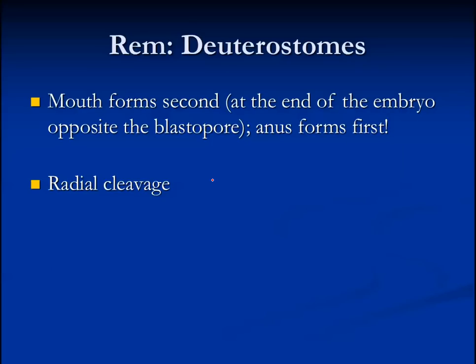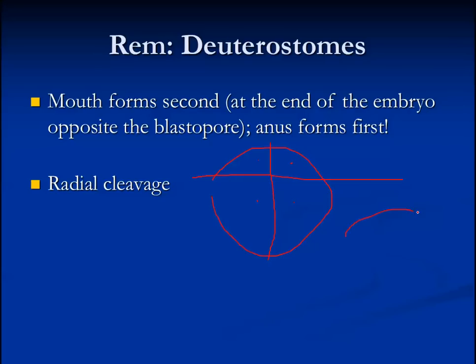So in radial cleavage, we have our zygote and our cleavage division. We have the 2-cell stage, the 4-cell stage, and the 8-cell stage would cut this in half. Now notice that the top cells are directly above the lower cells.